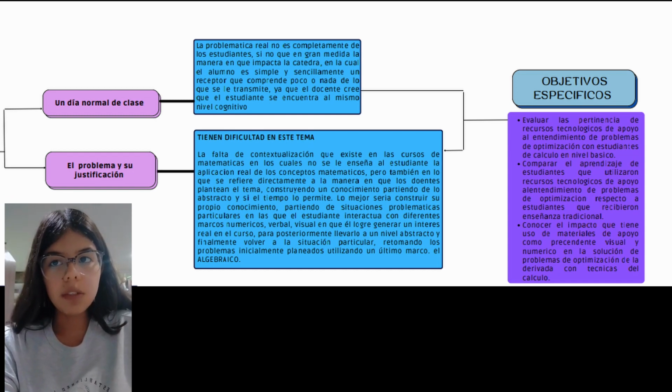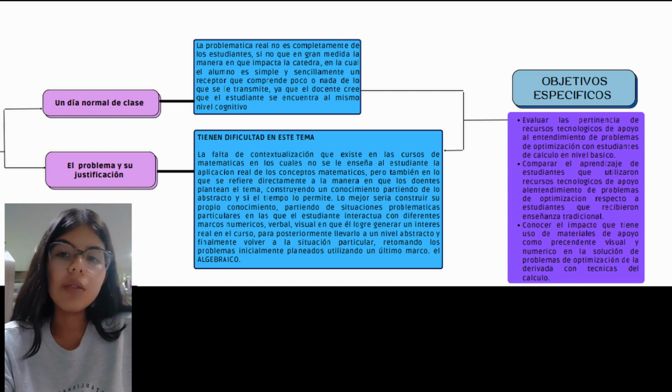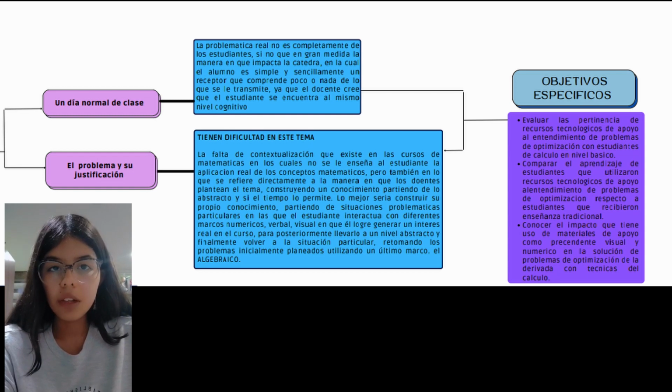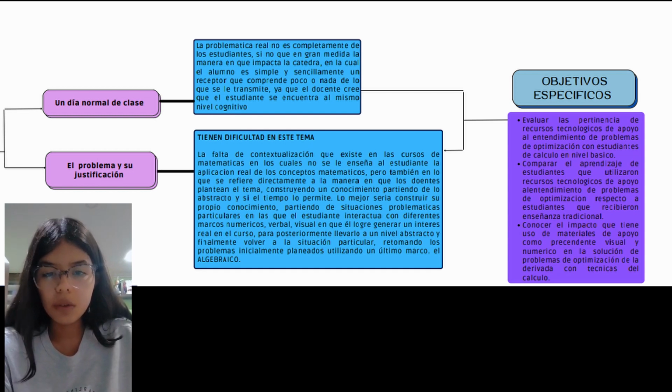Specific objectives: evaluate the relevance of technological resources to support the understanding of optimization problems with basic level calculus students. To compare the learning of a student who used technological resources to support the understanding of optimization problems with respect to a student who received traditional teaching. Know the impact of the use of support material, visual and numerical, in solving optimization problems with derivatives and calculus techniques.